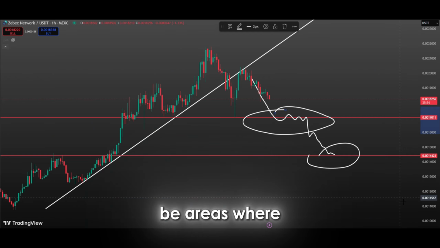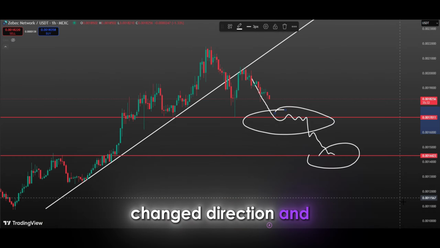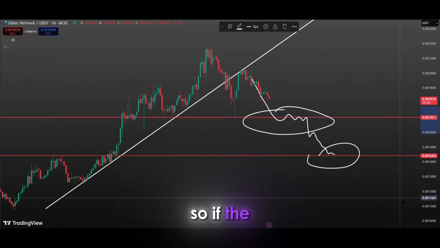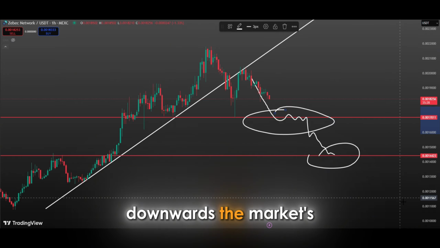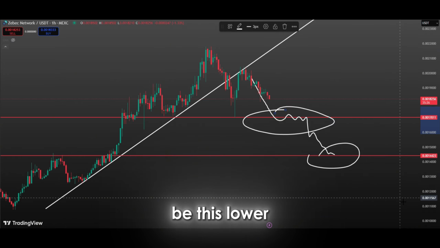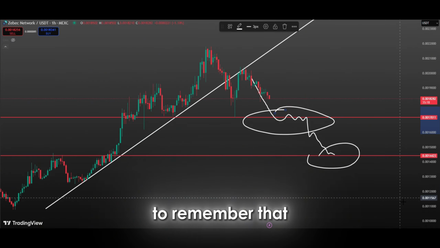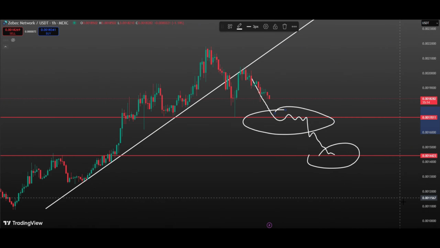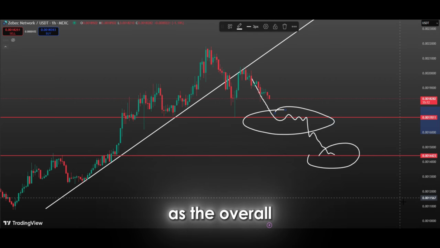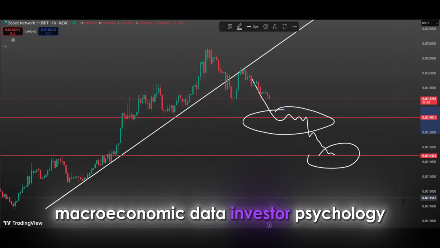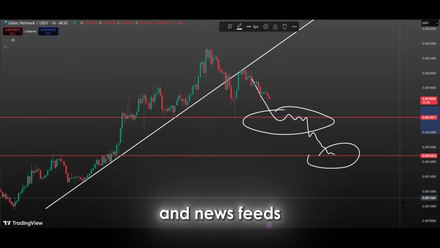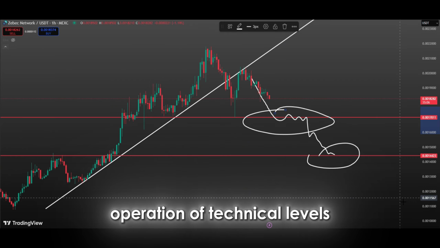These levels may be areas where the price has paused in the past, changed direction, and strong buying has come in. So if the price breaks the current technical line downwards, the market's next target will be this lower support level. This support point is usually an area where traders reposition to buy, stabilizing the price and triggering reaction buying. However, it is important to remember that many other factors also influence whether the price can reach this support area. For example, external factors such as the overall market trend, macroeconomic data, investor psychology, and news feeds can also directly affect the operation of technical levels.